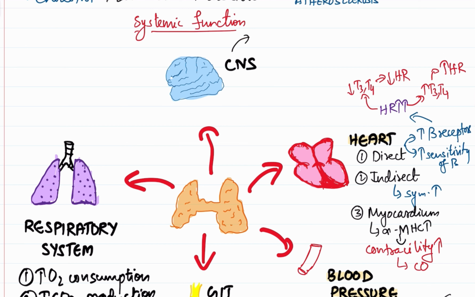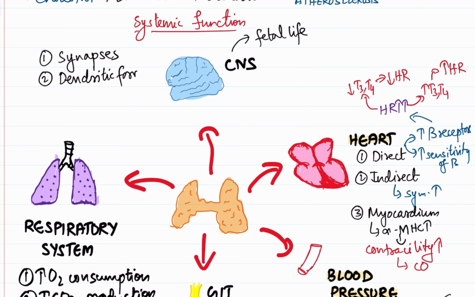Now finally coming to the CNS. In the CNS, it has a very important role, especially in the fetal life. The thyroid hormone has a really important role which is required for the normal functioning of the brain. So what are the effects? In the CNS, the first one is the formation of synapses. The development of synapses seriously requires thyroid hormone. And then there is the branching of axons to form dendrites, so dendritic development or dendritic formation.